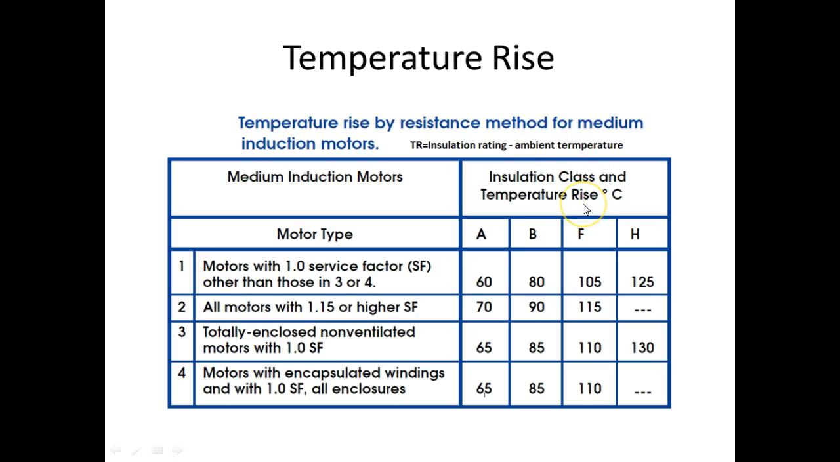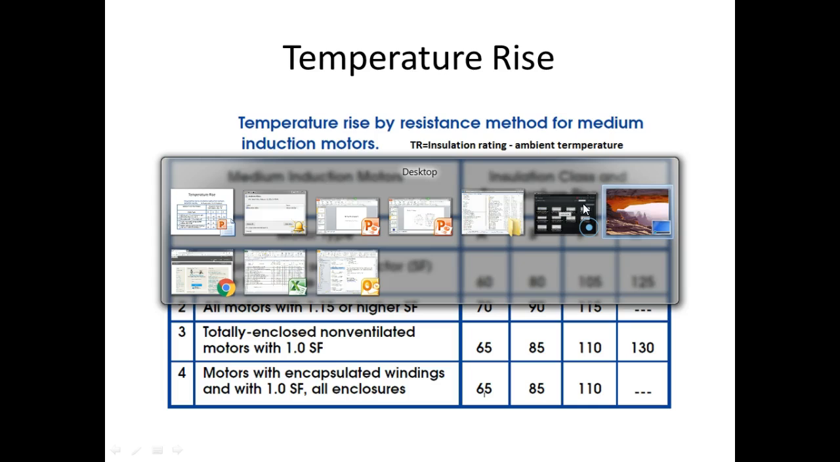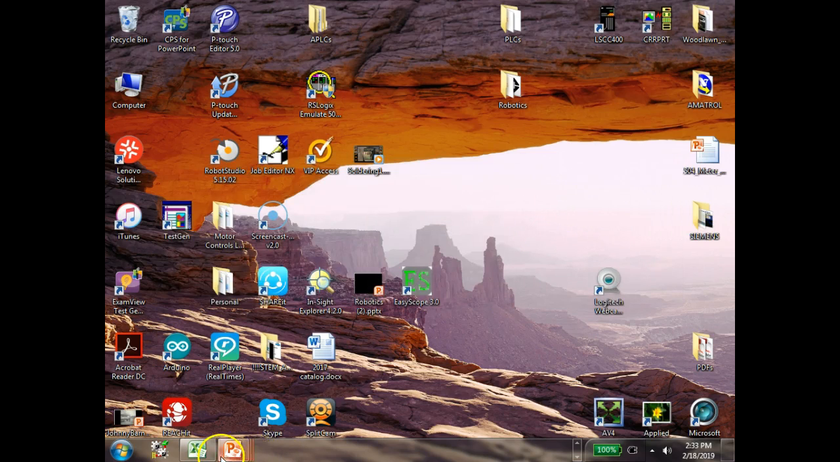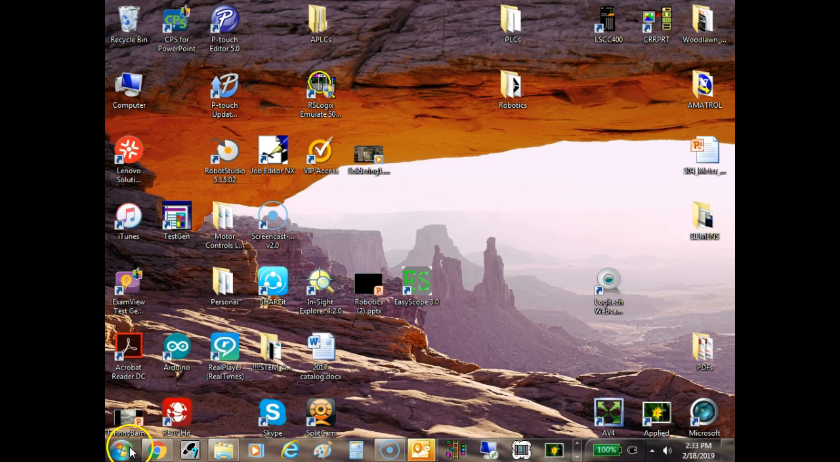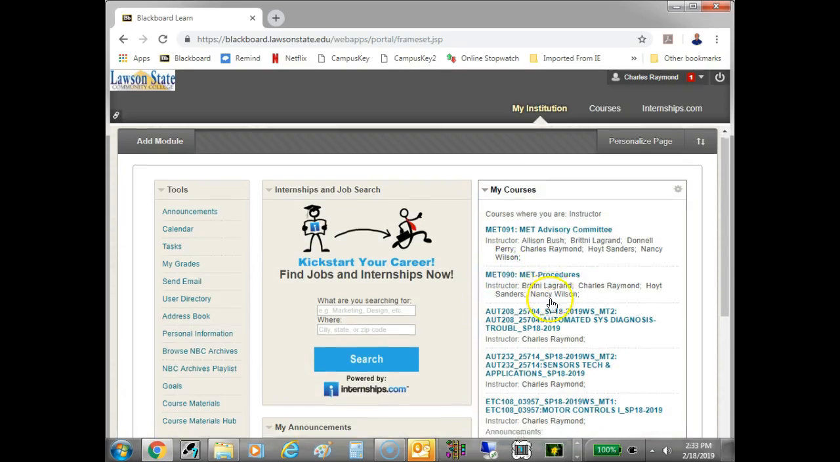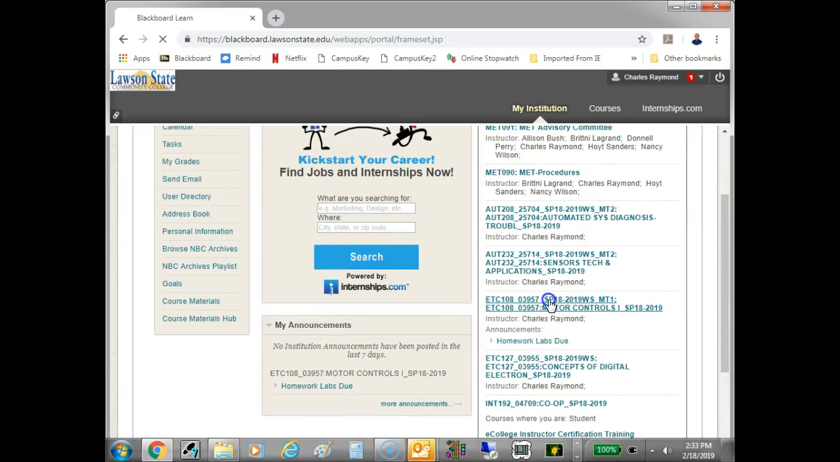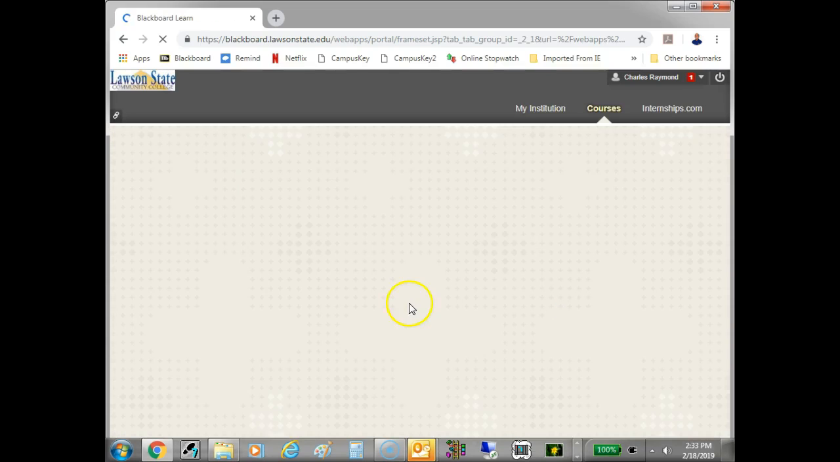So this is up on Blackboard, by the way. This is basically a standard motor, but what they've done is they're giving us a lot more information than they used to give us on this thing.